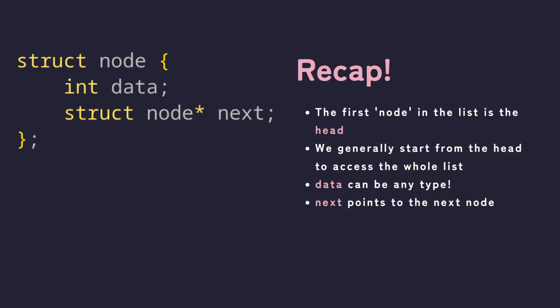Hey, this is a short video explaining how to traverse a linked list. Now, quick recap on linked lists. The first node in the list is known as a head. You merely start from the head to access the rest of the list using the next pointer. Data can be of any type, int, string, etc. Now, next points to the next node.